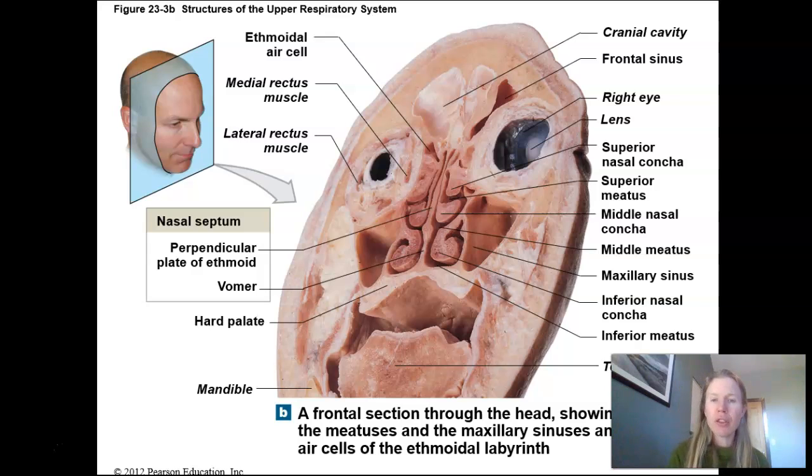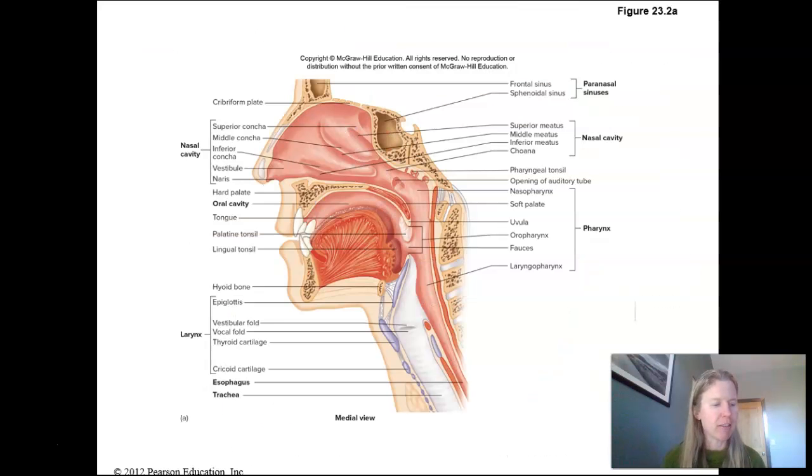These nasal concha just end up acting as a huge surface area to cover with that epithelium that's going to be carrying a rich blood supply to help warm the air, and again, all that mucus to help humidify it. So again, this picture is super freaky, but I think it does a really nice job of showing what we actually have going on there in the nasal cavity.